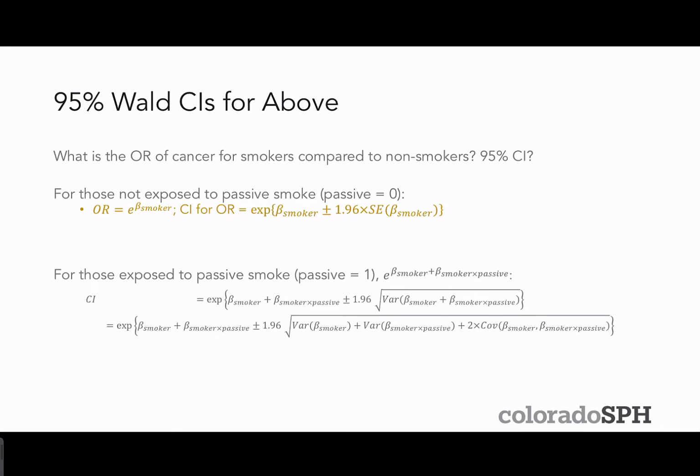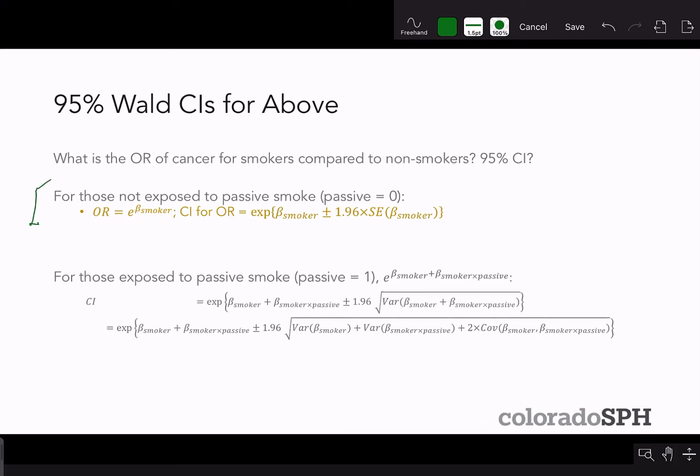So what if I wanted to get a confidence interval for those quantities that I calculated in the previous slide? For those not exposed to passive smoke, where passive equals 0, the term was a little bit simpler for the odds ratio. It's just e to the beta for smoker, so that's just e to the beta 2. And the confidence interval you can calculate using the Wald statistic, which we used in the previous slide, and the standard error, which is already output by R.